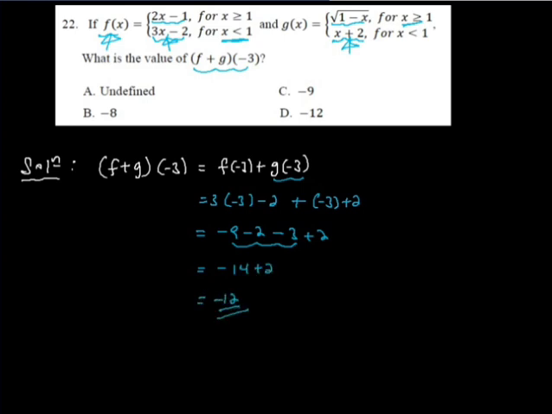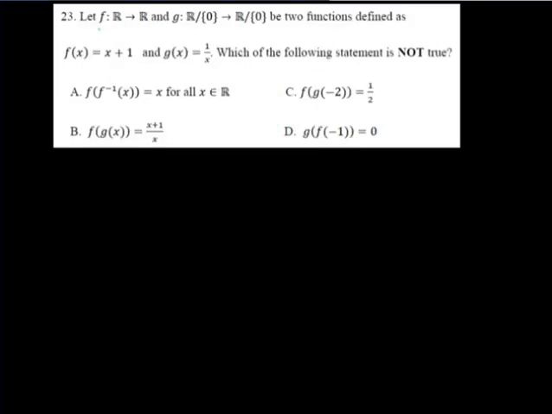It's minus 12. Therefore, f plus g at minus 3 will be, this value will be minus 12. Therefore, the answer will be D. Let f be a mapping from real numbers to real numbers, and g be a mapping from real numbers except 0 to real numbers except 0.